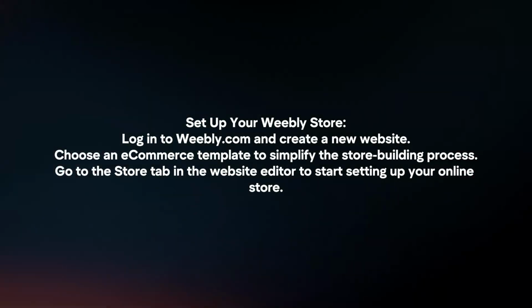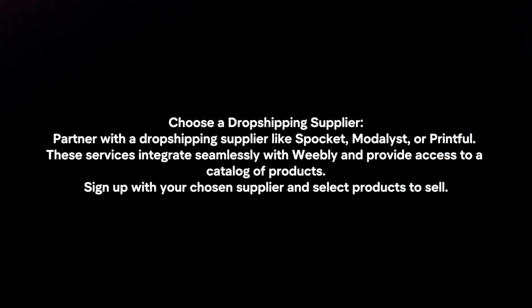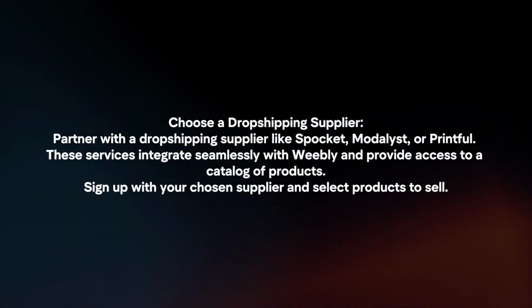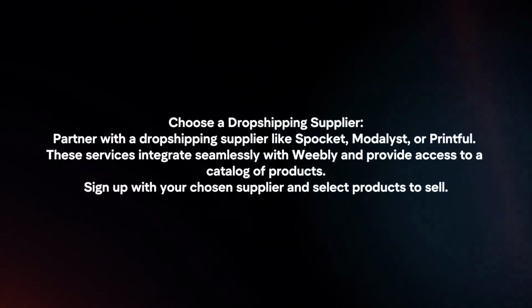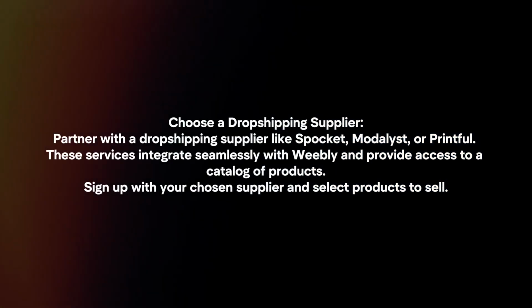Go to the Store tab in the website editor to start setting up your online store. Choose a dropshipping supplier. Partner with a dropshipping supplier like Pocket, Modellist, or Printful. These services integrate seamlessly with Weebly and provide access to a catalog of products. Sign up with your chosen supplier and select products to sell.